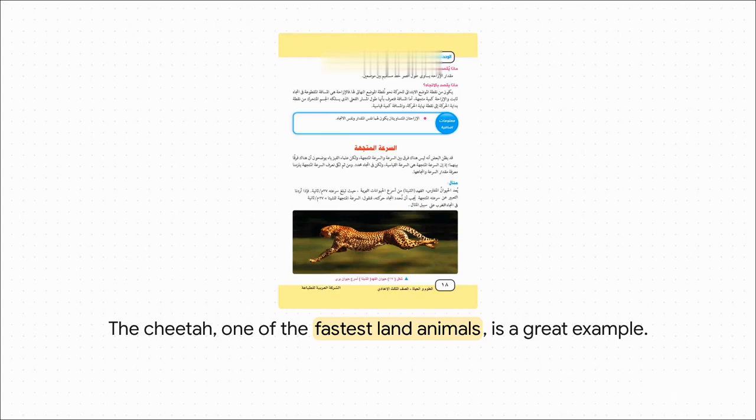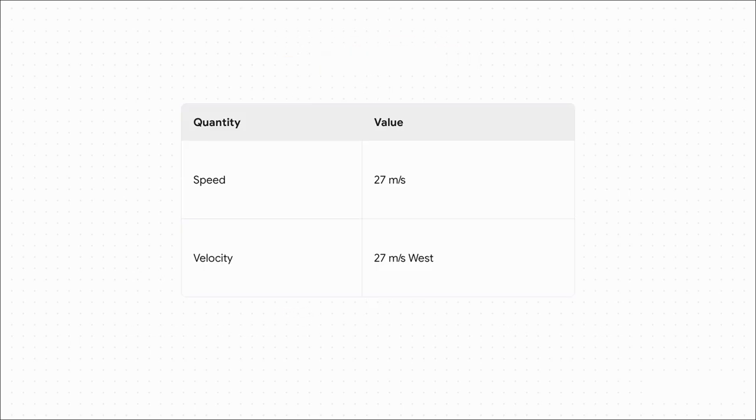And to make this super clear, let's bring in a real pro at going fast. The cheetah, one of the fastest land animals on the planet. So a cheetah can book it at an incredible 27 meters per second. That's its speed, just a number. But if we want to talk about its velocity, we've got to be more specific. We'd have to say it's running at 27 meters per second to the west. That little extra piece of information, to the west, that's the magic ingredient that turns scalar speed into vector velocity.